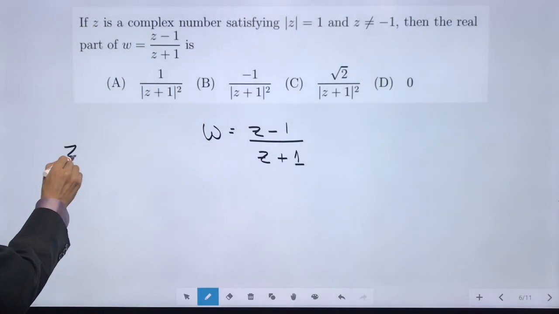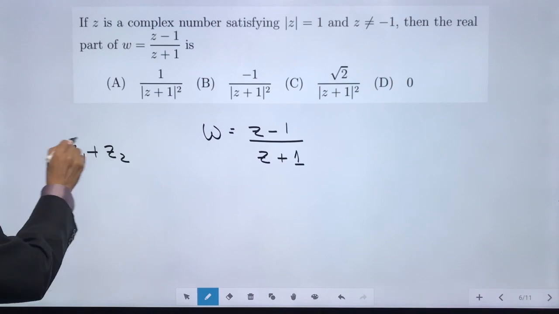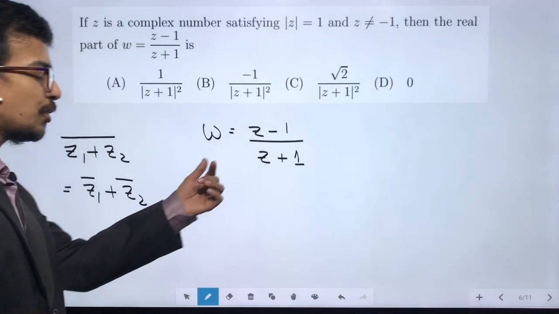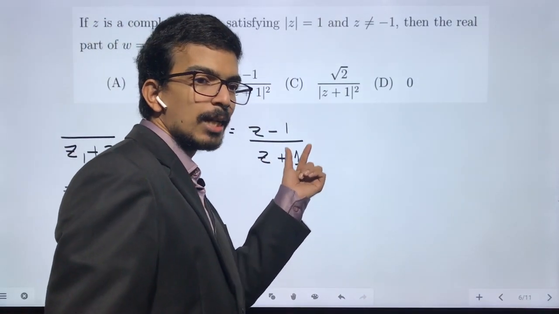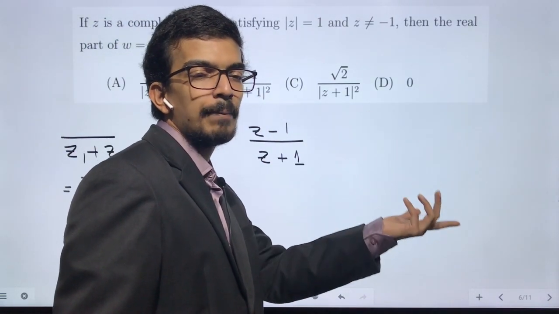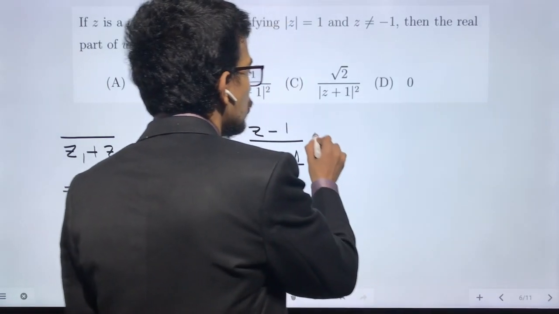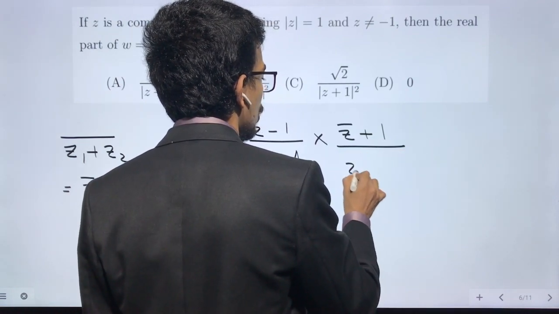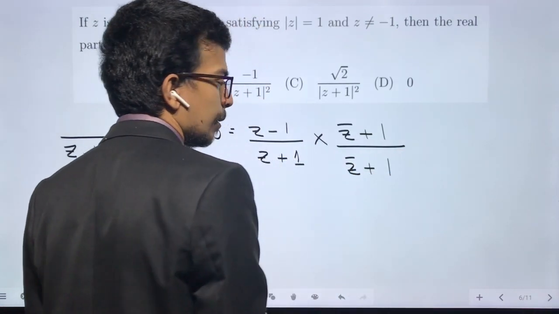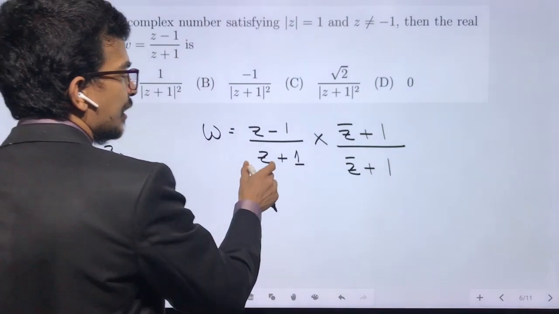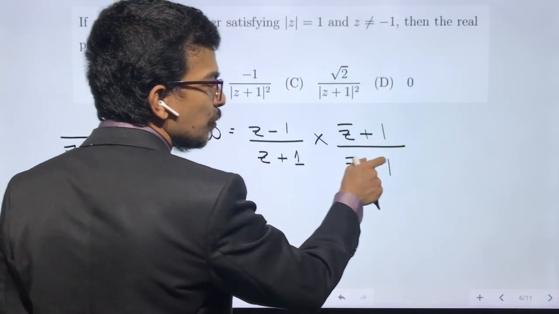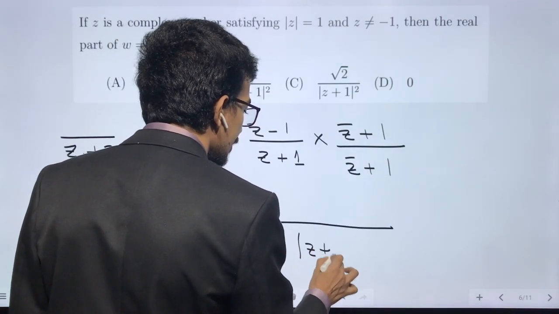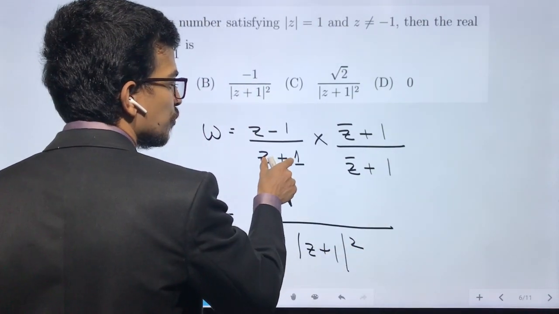Remember, conjugate of z1 plus z2 is going to be z1 conjugate plus z2 conjugate. So conjugate of z plus 1 will be z conjugate plus 1 conjugate. 1 is a real number, so 1 conjugate is 1 itself. So this is going to be (z conjugate minus 1) by (z conjugate plus 1). Alright. And in the denominator we have z plus 1 into its conjugate. So it is going to be mod of z plus 1 the whole square. Why? Because it's z plus 1 into its conjugate.